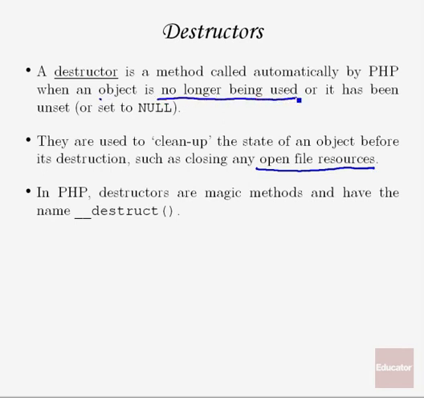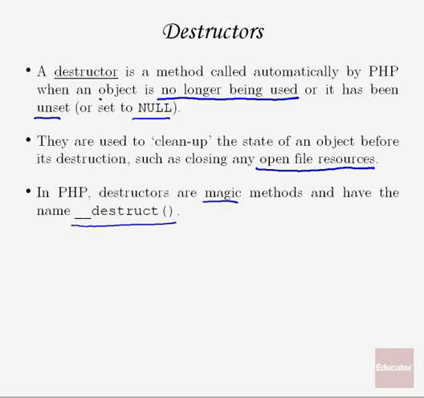So, for example, when the script ends, or if an object is explicitly set to not be used, which means you can call the unset method, or you explicitly set it to null. That's basically telling PHP you don't need that object anymore. When that occurs, the destructor is automatically called. In PHP, destructors are magic methods, and they have a name similar to construct, except it's double underscore destruct. And it's within this method that you can define any operations or code that you'd like to occur whenever an object is destroyed or gets destructed by PHP.